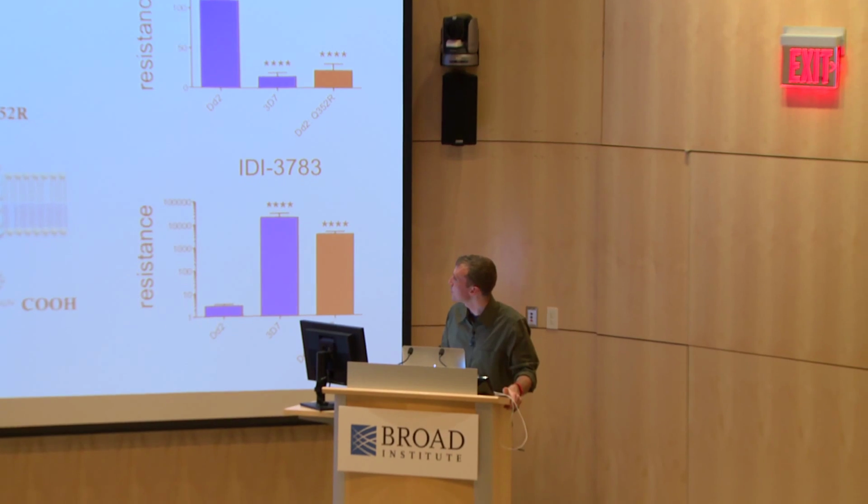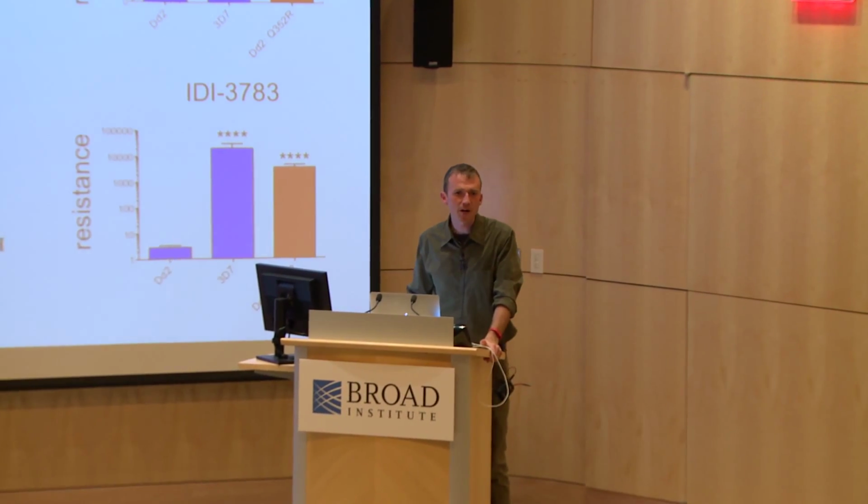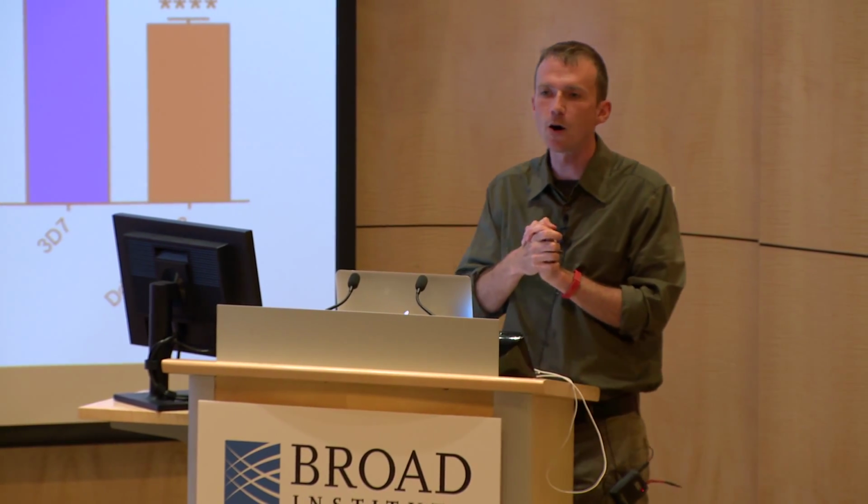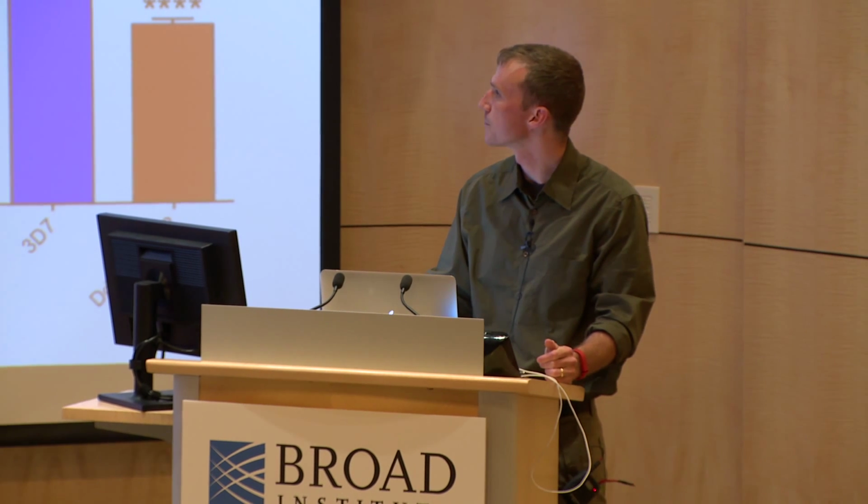So I don't know that IDI-3783 necessarily has a bright future. It's very hard to become a successful drug. There's a lot of attributes that chemical compounds have to have. But this general principle is being used in malaria and in other systems. And it leverages our understanding of how resistance develops and how evolution naturally occurs.